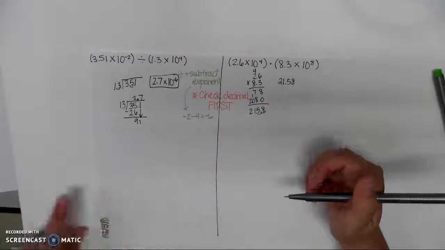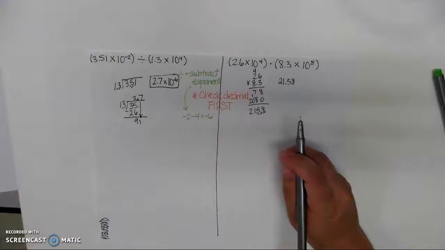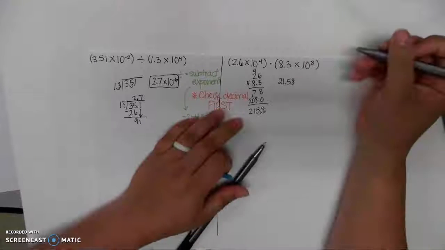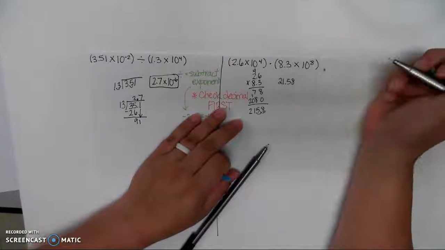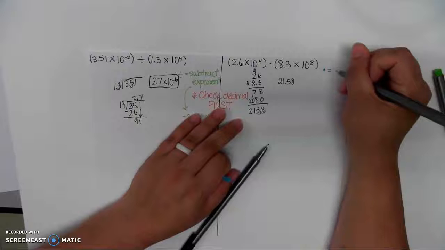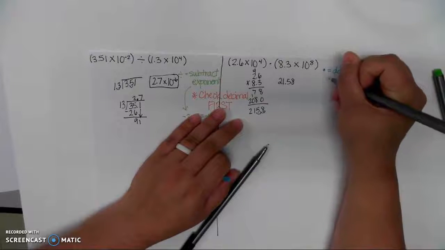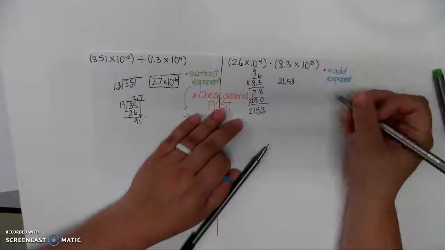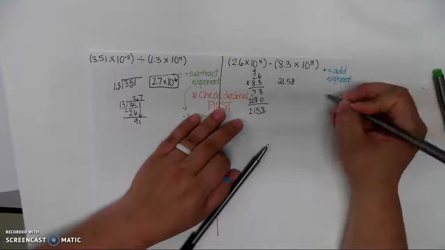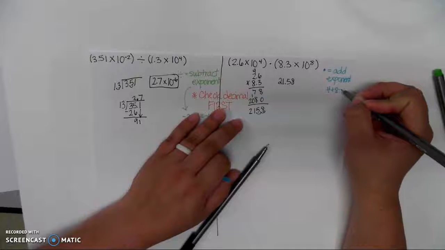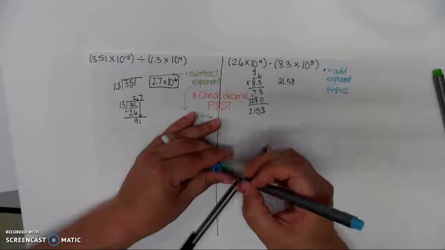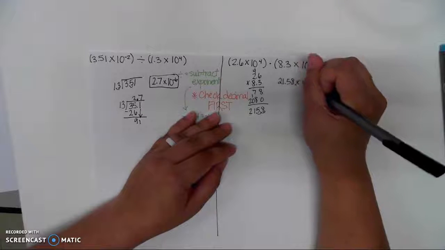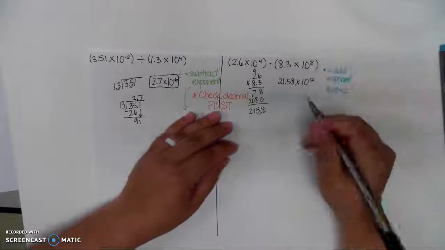21.58. Okay? But if you remember, when you're multiplying numbers that have the same base, you're going to add the exponents. So my 2 exponents are 4 and 8, so 4 plus 8 is 12. So I have 21.58 times 10 to the 12th.